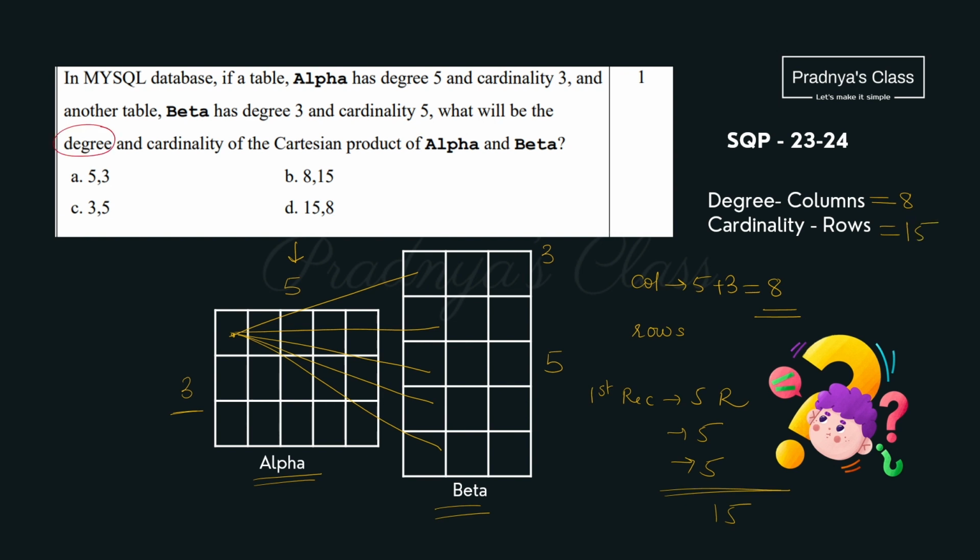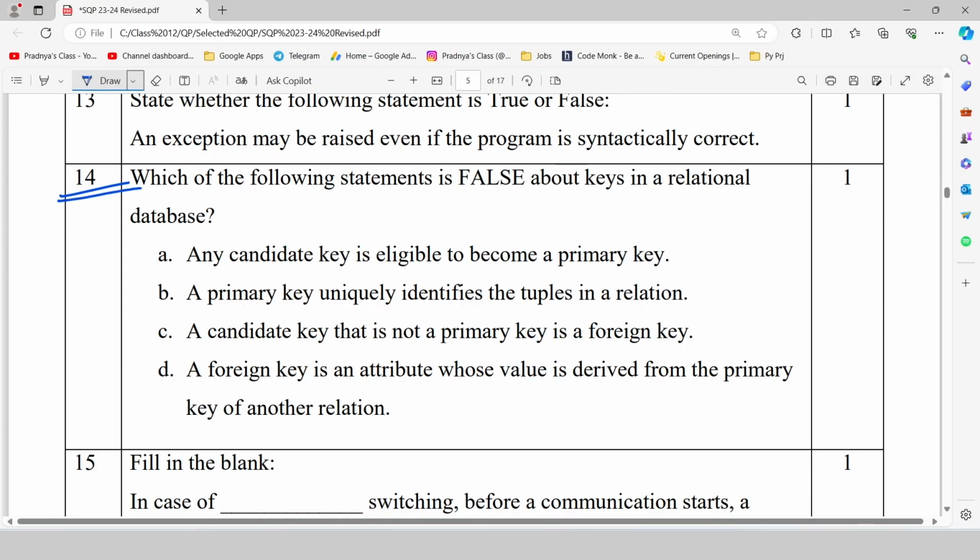First we need to write degree. Degree is 8 and then we will be writing cardinality. Cardinality is equal to 15. So the correct option is B. There is one more 1 mark question in the sample question paper. Let's read it. Which of the following statements is false about keys in a relational database?